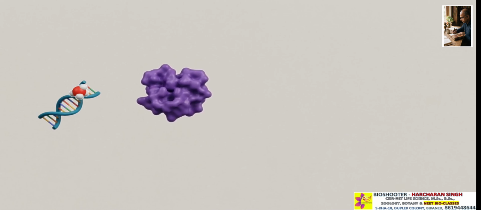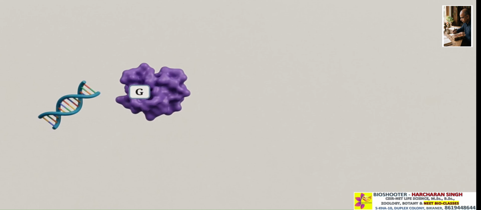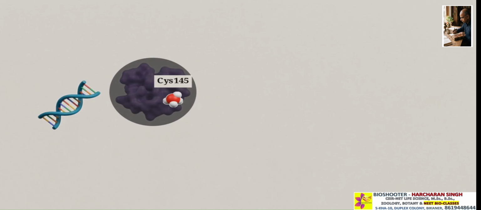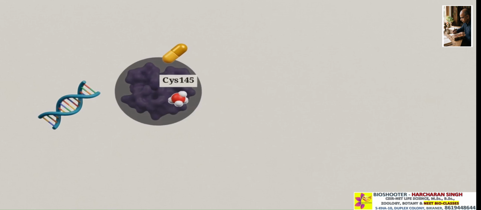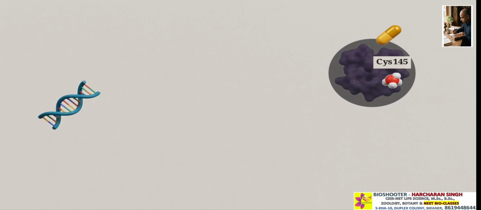MGMT flips the damaged base out of the helix, and an active site cysteine directly accepts the methyl group. This inactivates MGMT, targeting it for ubiquitin-mediated proteasomal degradation. As tested in the 2020 CSIR-NET, this confirms MGMT is not a true enzyme. It is a suicide protein, irreversibly inactivated after a single reaction.